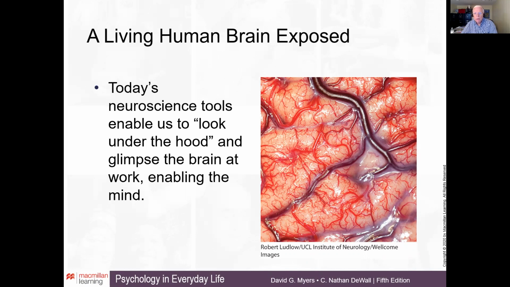Our brain runs on oxygen, which is supplied by blood, and also glycogen, which is also supplied through the circulatory system, and our brain is a large consumer of both glycogen and oxygen.